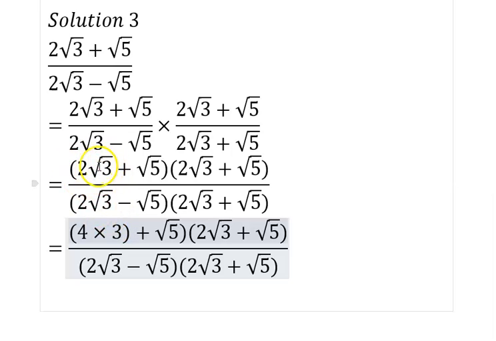Now, let's multiply. We're actually opening up brackets. So let's open up this second one: 2 root 3 times root 5. It means 2 will stand alone. So root 3 times root 5 will give us what? 2 root 15. That's the meaning. 2 root 15.